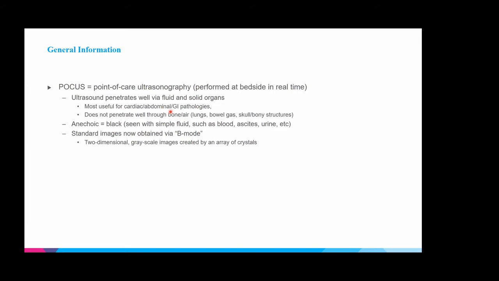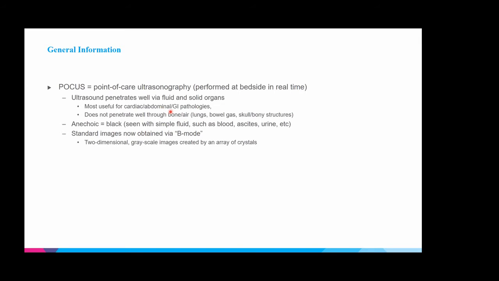I'm going to use some terms periodically. When you hear the term anechoic, that refers to something that's black, and classically that will be simple fluid on the ultrasound screen, whether it's pleural fluid, ascites, simple fresh blood, or urine within a bladder. Hyperechoic would be something that's bright white, like denser fibrous tissue.